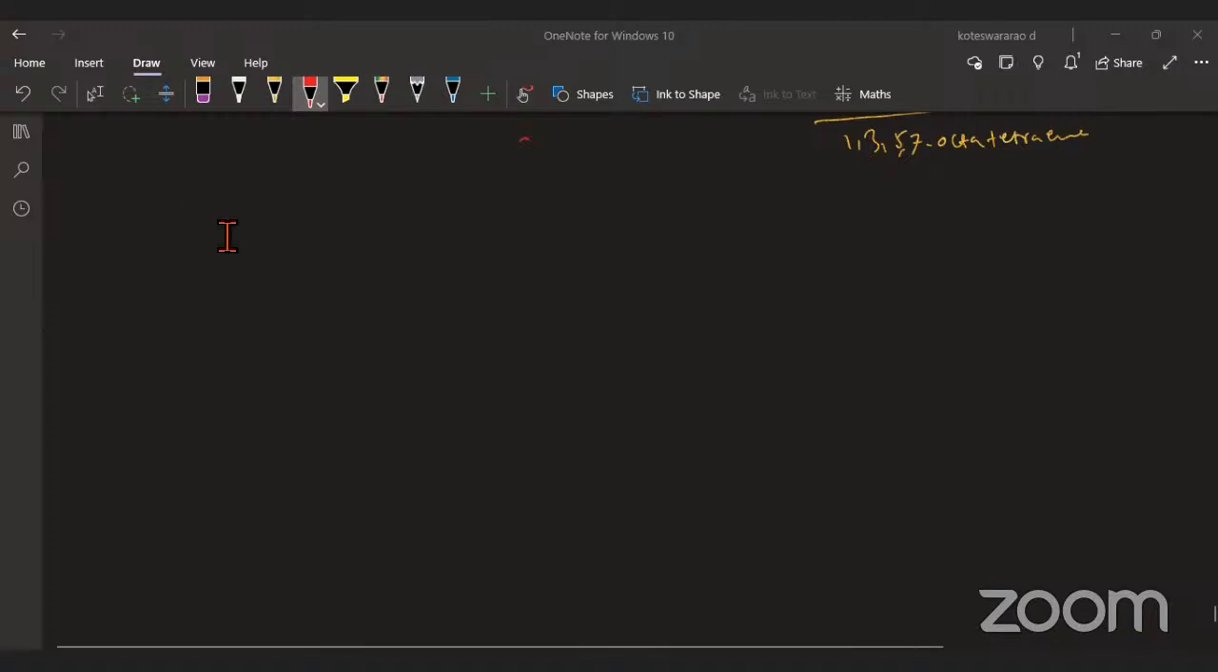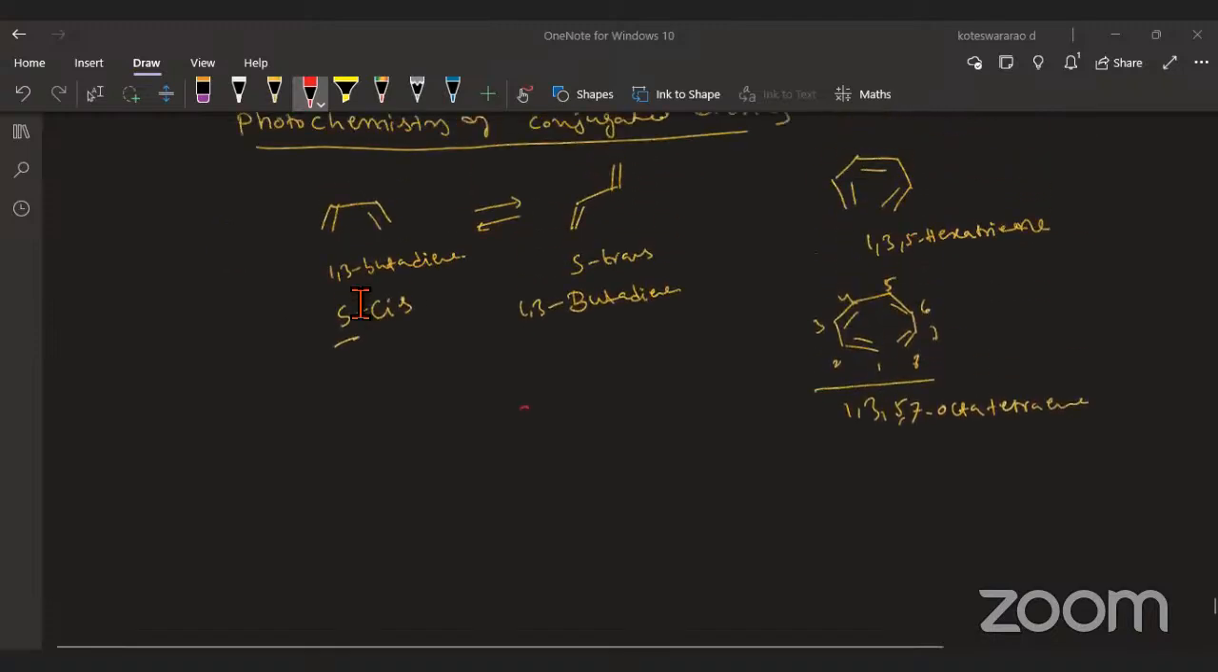Okay, yesterday we stopped where we were introducing what conjugated dienes are. We have seen different examples of conjugated systems, such as 1,3-butadiene and its isomeric forms, 1,3,5-hexatriene and 1,3,5,7-octatetraene. Now, whenever these conjugated dienes are subjected to photochemical reactions.